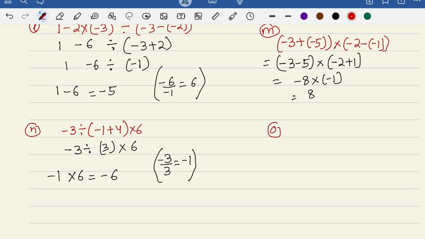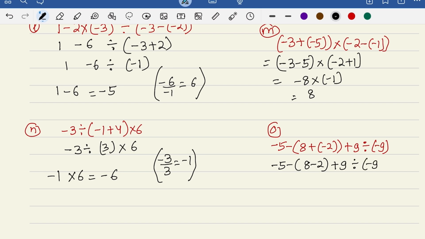O part. Minus 5 minus of 8 plus minus 2 plus 9 divided by minus 9. Minus 5 minus of 8 plus minus is minus 8 minus 2 bracket. So it needs to be solved first. Then 9 divided by minus 9. So it needs to be solved.